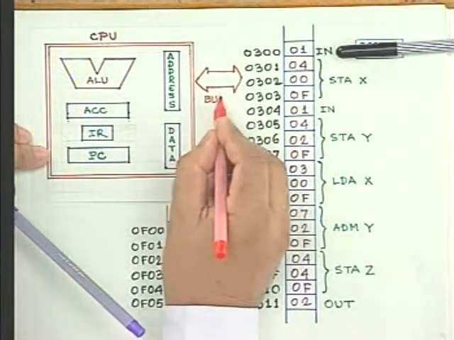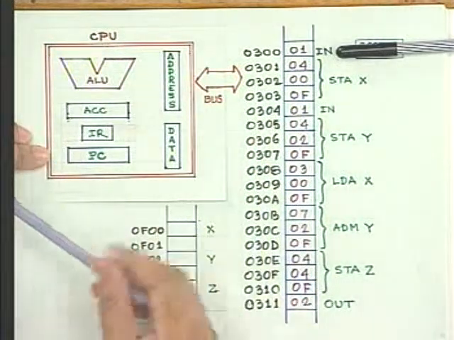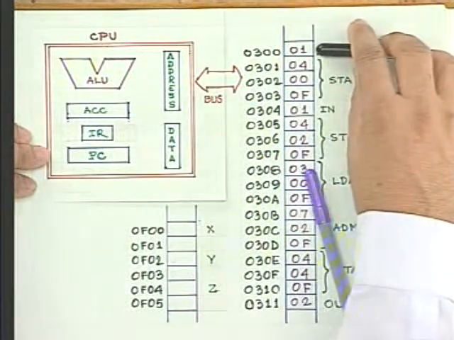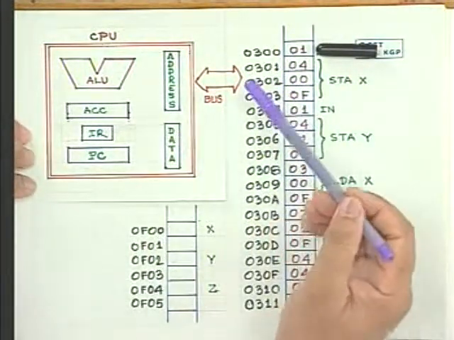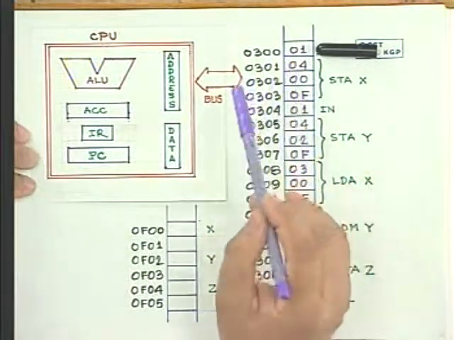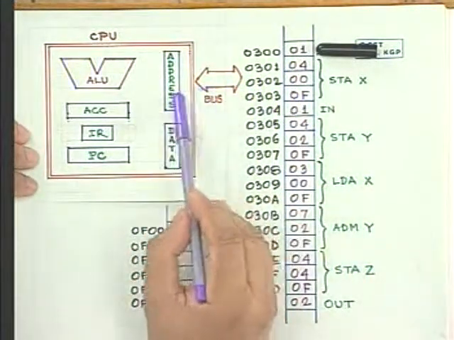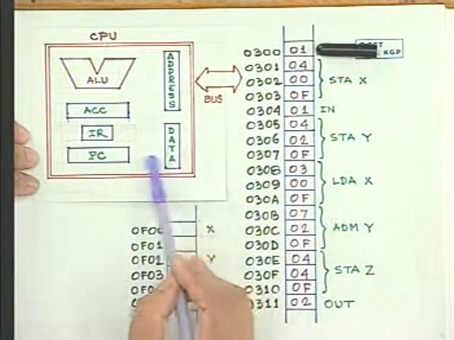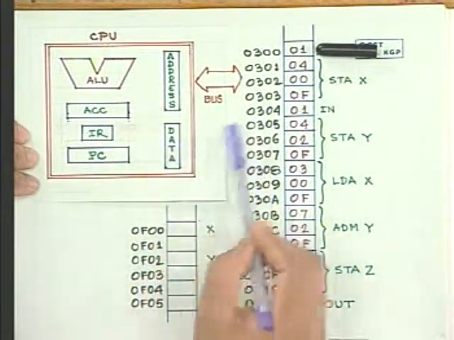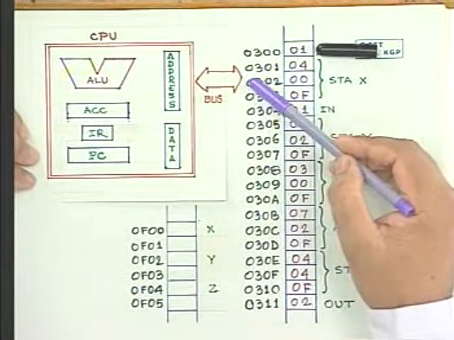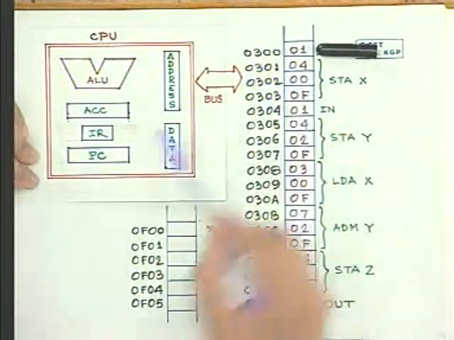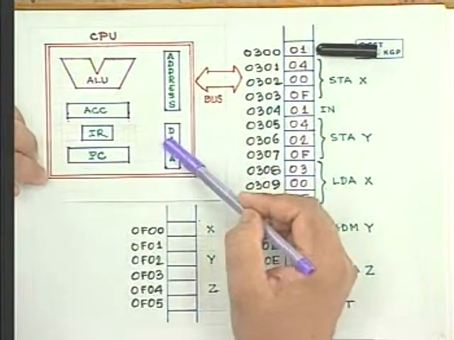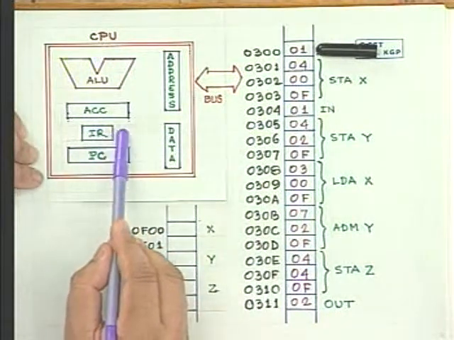We call this the bus to the memory. Therefore, whenever I say that the content of a memory location is being fetched or written into, we always mean that the address of that memory location will be in the address buffer, and whatever data is passing between the central processing unit and memory will go to the data buffer. Now therefore the content of 0300, which is the content of the program counter, will be fetched. The 01 will come and be loaded into the instruction register.